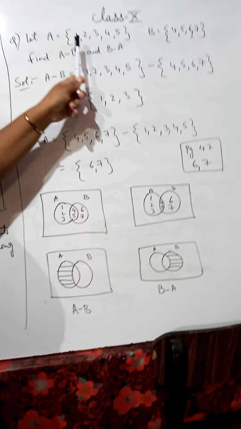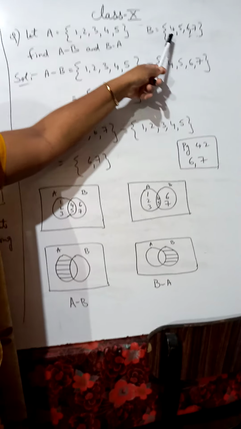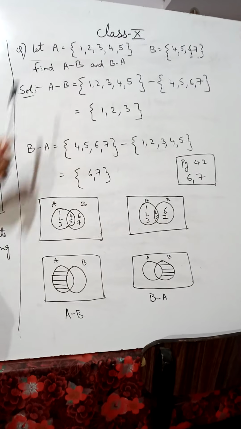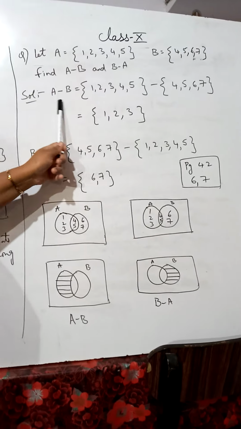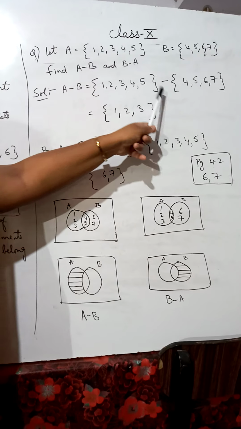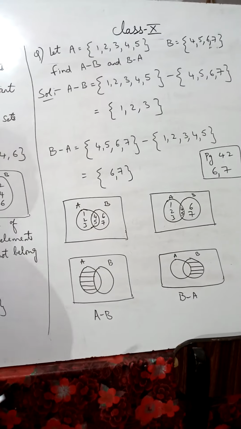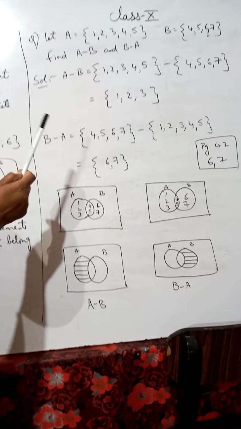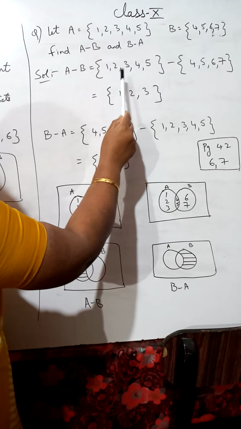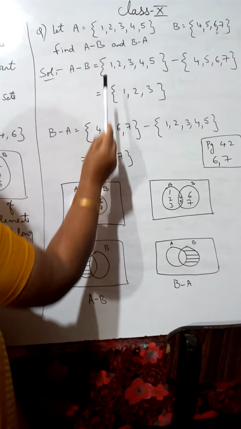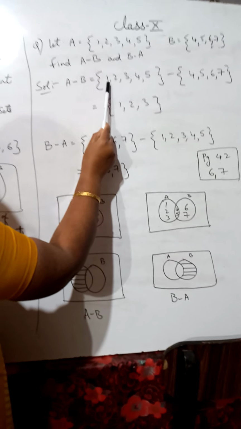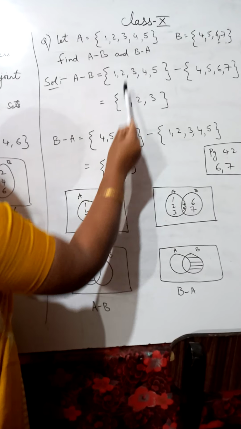Let A be equal to {1, 2, 3, 4, 5} and B is equal to {4, 5, 6, 7}. Now you have to find A minus B and B minus A. A minus B. So first write the set A minus set B. Now what is the difference of two sets? The elements which are in set A and not in set B. What are the elements which are in set A? You have 1 here but you don't have 1 here. So you have to write 1.